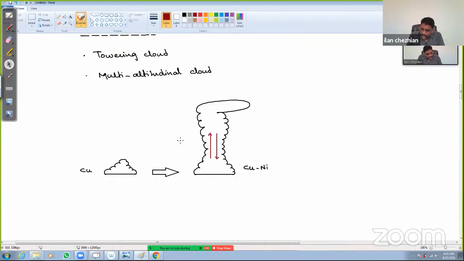We call them what? Updraft and downdraft. So whenever I say updraft and downdraft, these are vertical movements within the cloud. All right, strong updraft and downdraft. Now you may ask me, what is this updraft and downdraft? As I said, vertical movement.